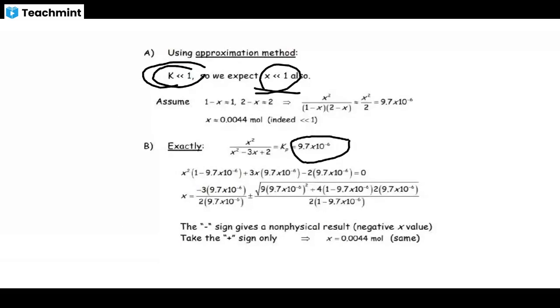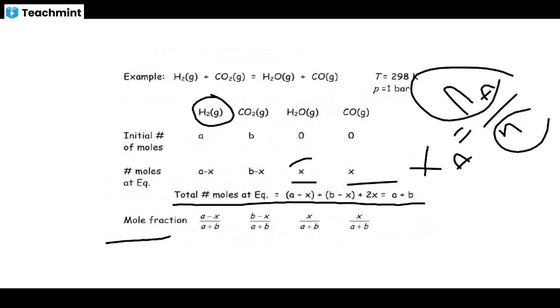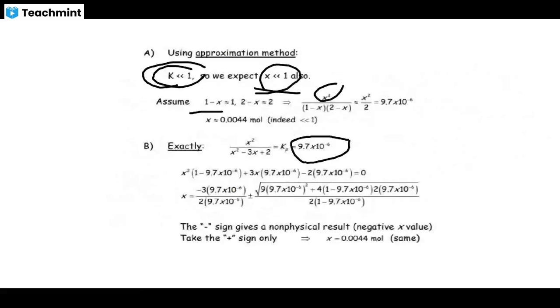So when the mole fraction is less than 1, 1 minus x is approximately equal to 1 and 2 minus x is approximately equal to 2. Here x is nothing but the number of moles reacted at equilibrium. So x square divided by 2, and solving this you get the value of x equal to 0.0044 mole.